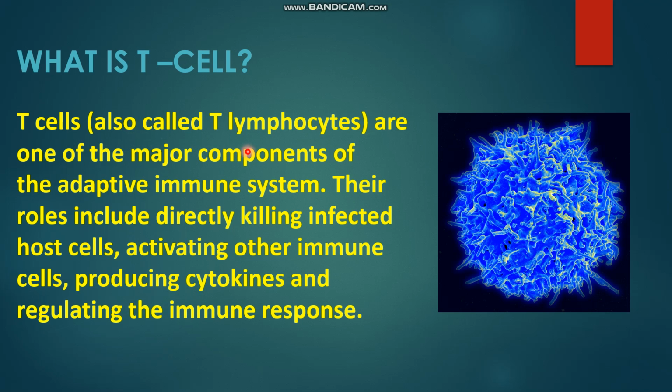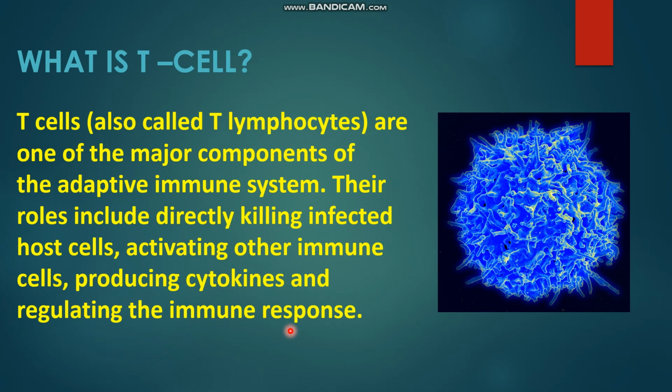T cells, also known as T lymphocytes, are one of the major components of the adaptive immune system. Their roles include directly killing the infected host cell, activating other immune cells, producing cytokines and regulation of immune response. They are thymus derived; the precursor production takes place in bone marrow and further maturation takes place in thymus. Then from there they migrate into the bloodstream and the lymphoid tissue where they can circulate.